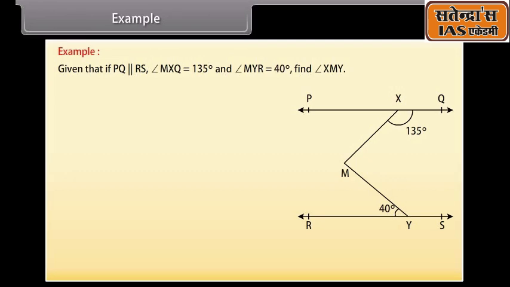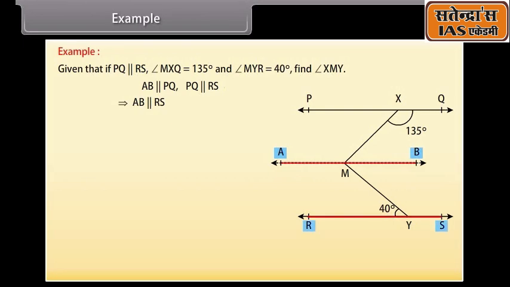For the solution, we need to draw a line AB parallel to line PQ through point M. Now AB is parallel to PQ and PQ is parallel to RS. Therefore, AB is parallel to RS because two lines parallel to the same line are parallel to each other. Now, angle QXM plus angle XMB is equal to 180 degrees.